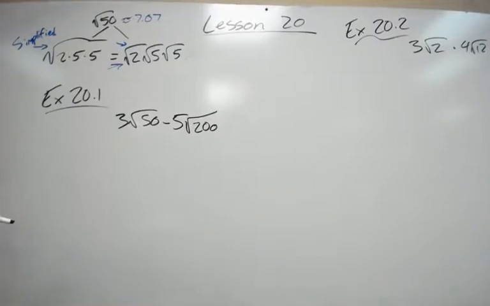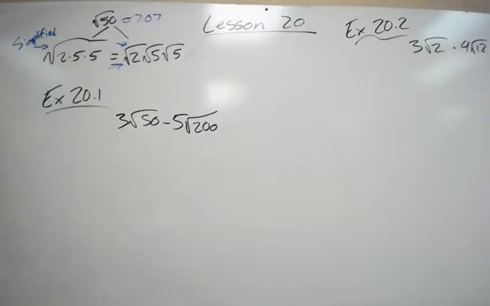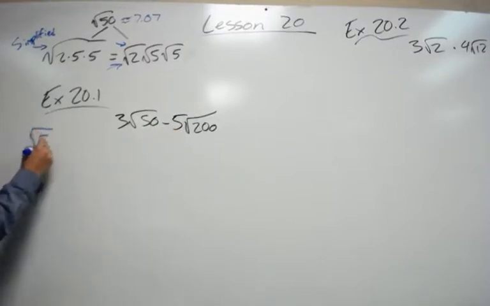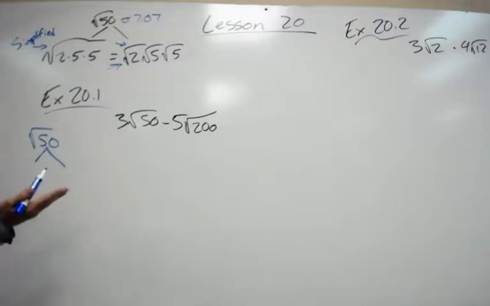So let's look at example 20.1. We're trying to subtract 5 radical 200 from 3 radical 50. What we have to do first is look at what is inside the radical. So we look at radical 50. Now, how we simplify radical 50 is we look at its family tree, so to speak. What the family tree means is, what are factors of 50? What two numbers could you multiply to be 50?